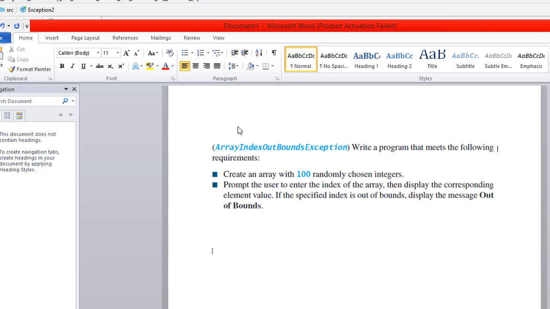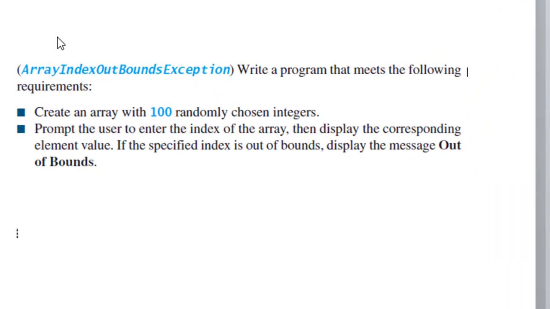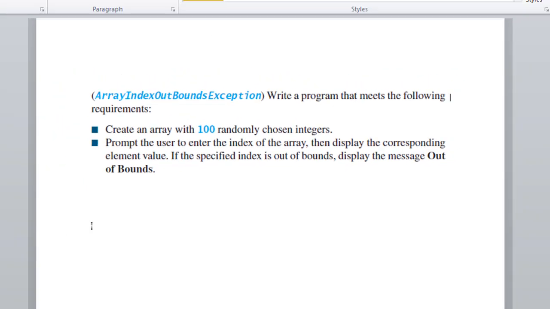And this challenge says: write a program that meets the following requirements. Create an array with a hundred randomly chosen integers. Prompt the user to enter the index of the array, then display the corresponding element value. If the specified index is out of bounds, display the message out of bounds. And here we are dealing with the array index out of bounds exception. So I'm going to show you how to deal with this exception. So let's jump into it.